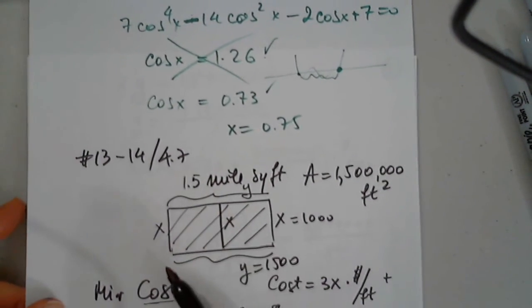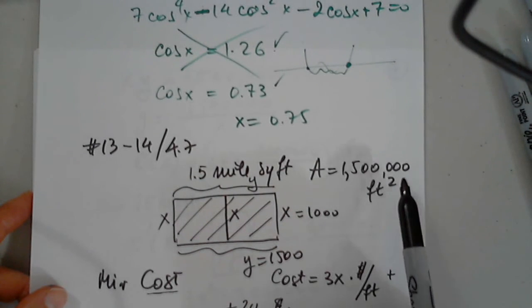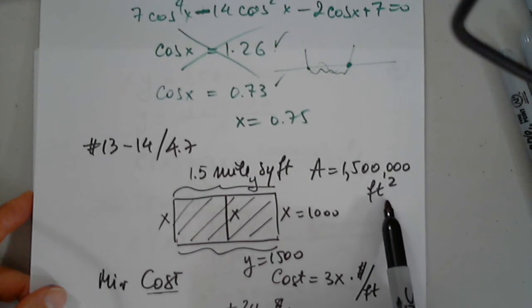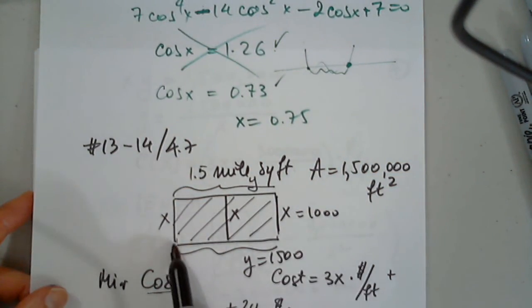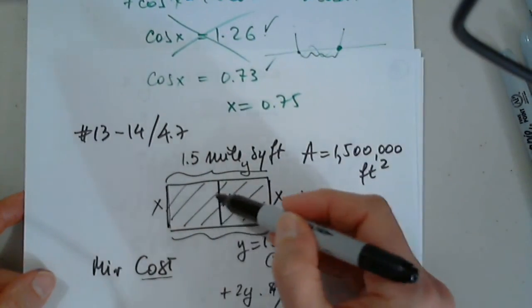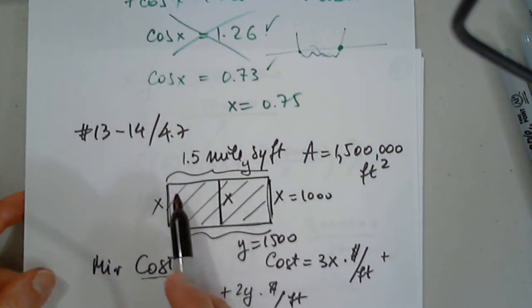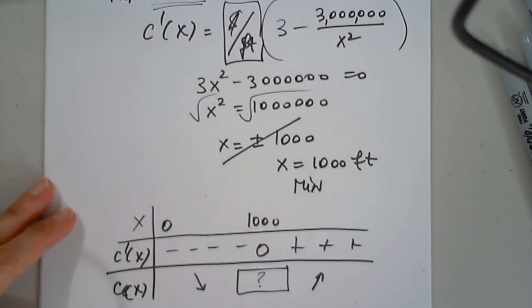So the rectangular area that encloses 1,500,000 square feet has to have a width of 1,000 and a length of 1,500. In this scenario, with 3 sides of x and 2 sides of y. So the length is 1,500 and the width 1,000.